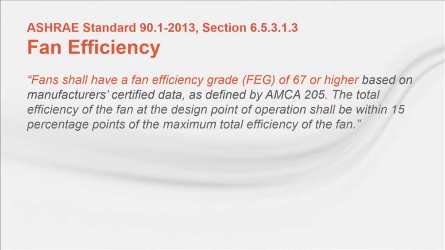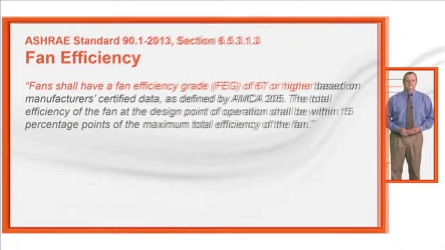Next, in addition to limiting fan system power, the 2013 version of standard 90.1 now also includes a requirement for the efficiency of the fan itself. It uses the metric fan efficiency grade, or FEG, which is defined by AMCA standard 205. The FEG must be 67 or higher in order to comply with this new requirement.